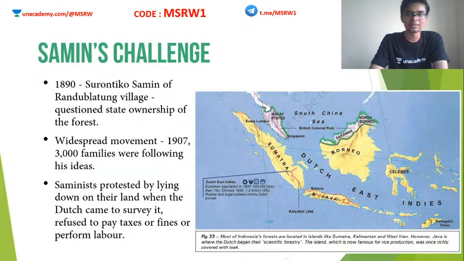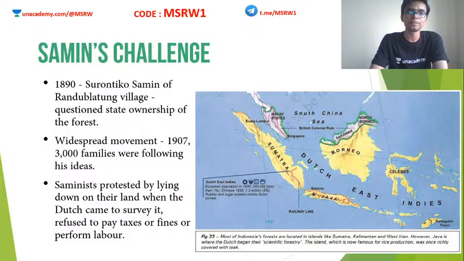Now let's see another typical case that happened here. It is known as the Salmons challenge. So what is this Salmons challenge? In 1890, whenever you study about these other colonies, you have to compare it with India also. What the British did to India, the exact same thing the Dutch did to the Indonesians. That's it. So what is the Salmons challenge now?